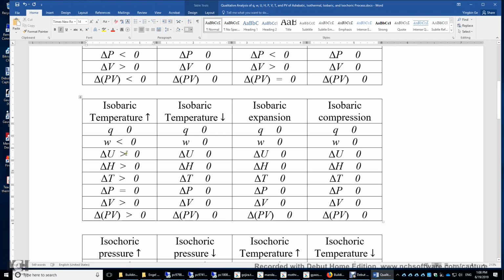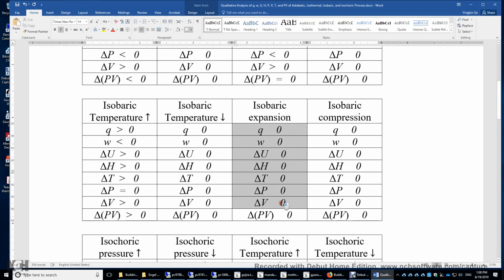And since delta U is greater than 0, that means the internal energy of the system increases, while the system loses energy to its surroundings by doing work. Therefore, Q must be greater than 0. And the magnitude of Q should be greater than the magnitude of W here. All right, how about this column? Again, this column is simply the opposite of this first column.